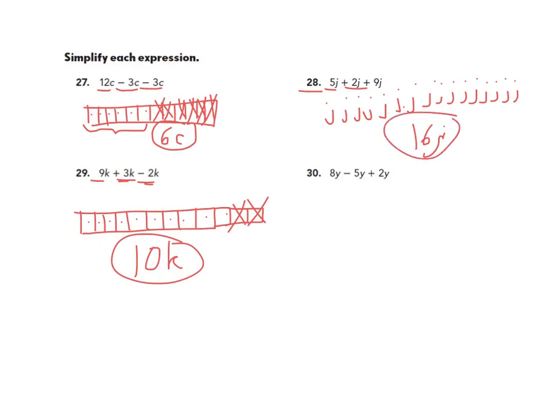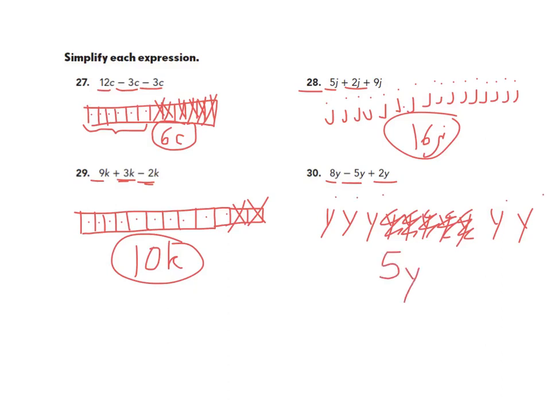16J. This last one, I start with 8 Y's. 1, 2, 3, 4, 5, 6, 7, 8 Y's. And the next thing says take 5 of them away. So 1 gone, 2 gone, 3 gone, 4 gone, 5 gone. Then the next thing they say put 2 more on. Okay, put 2 more on. And it looks like I have 1, 2, 3, 4, 5 Y's. 5 Y's. It's my simplified version.